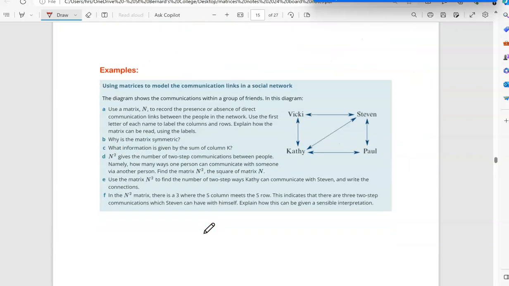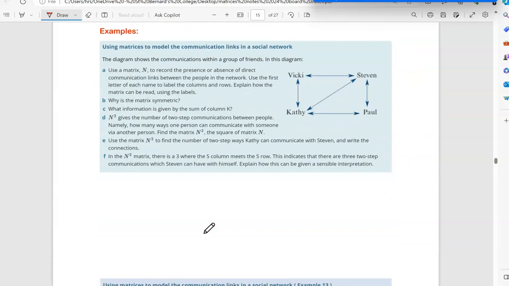Okay, so now let's go through. We've gone through what 1-step and 2-step communication are. So let's go through our little examples here and do these questions. Using the diagram that shows the communications within a group of friends below, use a matrix N to record the presence or absence of direct communication.